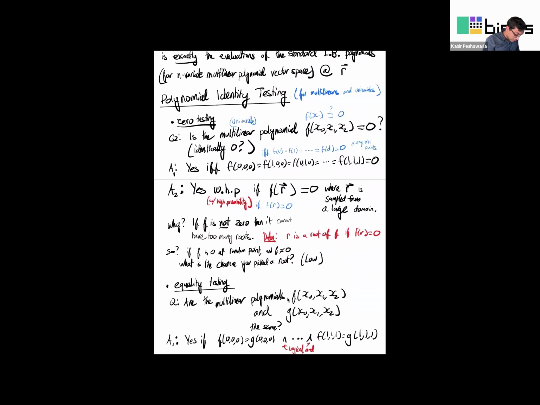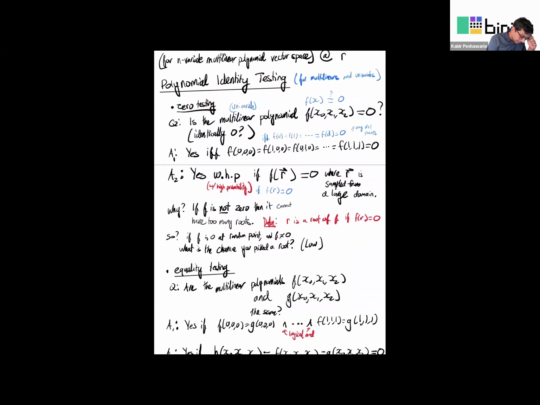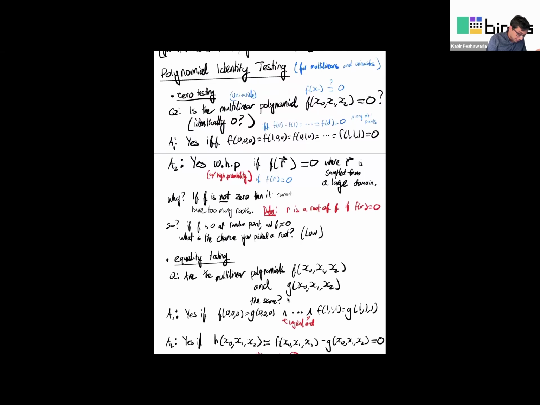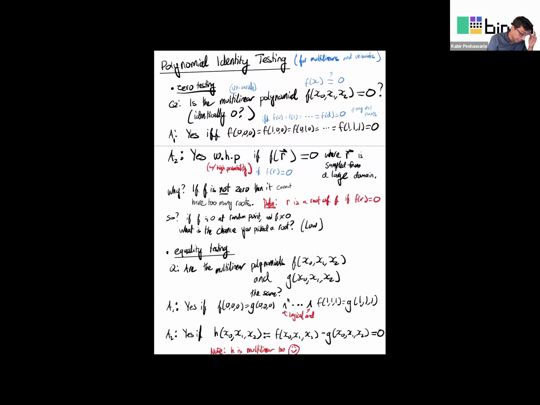So now I want to talk about one last important thing, which is polynomial identity testing for multilinears and univariate polynomials specifically. Zero testing is asking the question, is this polynomial equal to 0? And when I say 0, I mean identically 0, literally the polynomial whose definition is 0. One answer you can give is yes, if and only if it's 0 everywhere on the hypercube. This is a fair answer, but that's a lot of things to check. Another thing you could say is yes, with high probability, if evaluated at a random point it's equal to 0, where this random point is sampled from some cryptographically large enough domain.